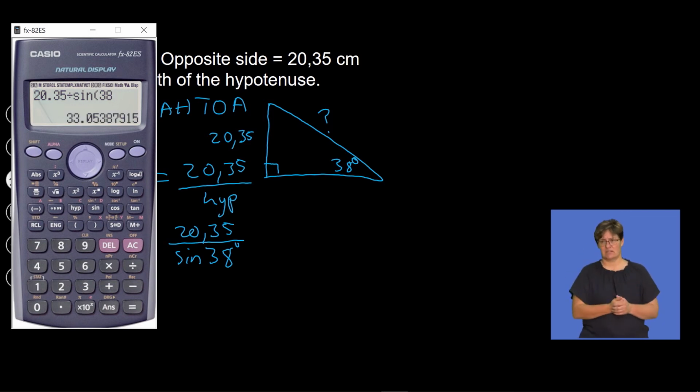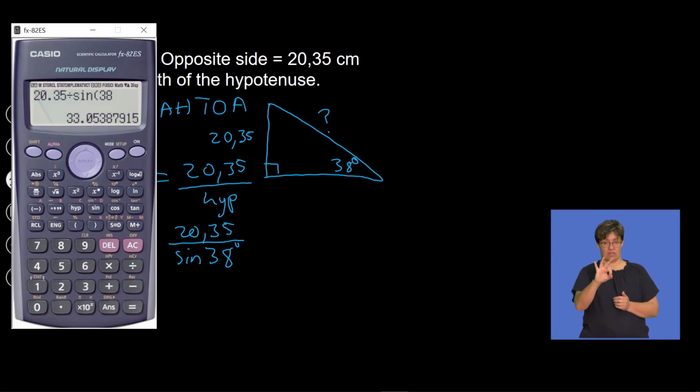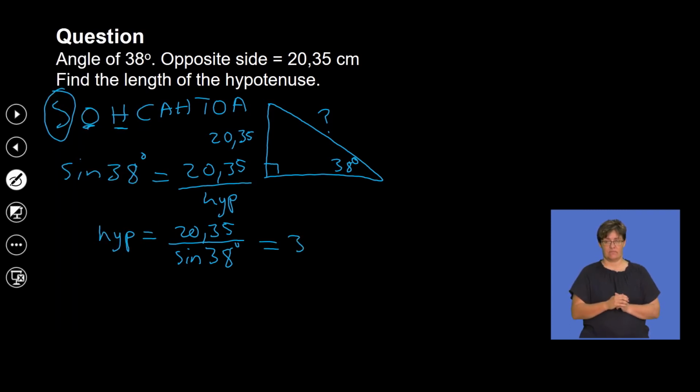So let me maybe show you. You see, with this one, it does give us an answer, but at times it does not give you the correct answer. It normally says maths error or something if you didn't close the bracket. So always try to close your bracket. So this will be 33.05 centimeters. Why centimeters? Because we're told that the opposite side is in centimeters.